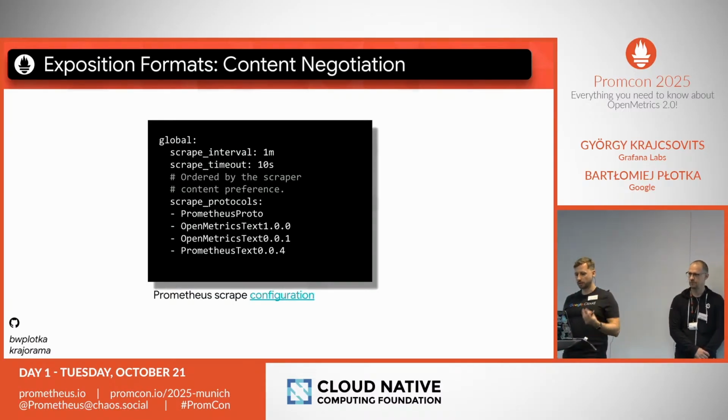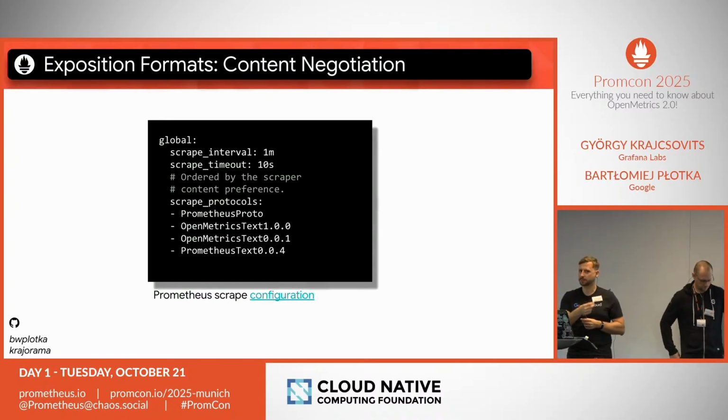So during the HTTP request to scrape a metrics endpoint, the scraper tells what it accepts and in which order, and the exposer essentially chooses the first it supports. So for example, if we reach an application and it doesn't support protobuf, and supports OpenMetrics, it should respond with OpenMetrics.